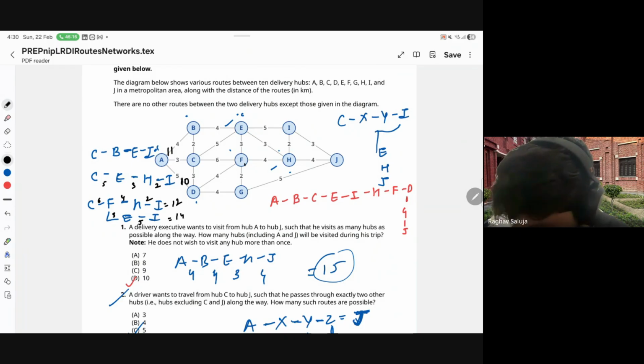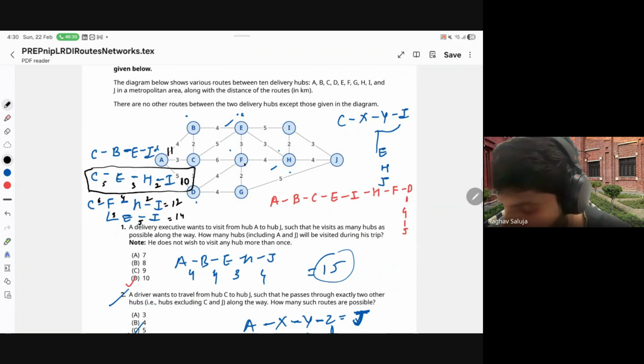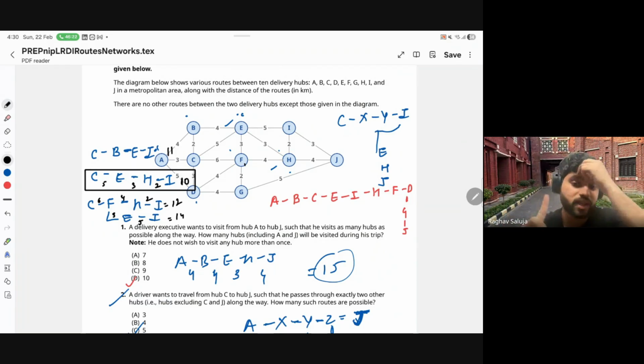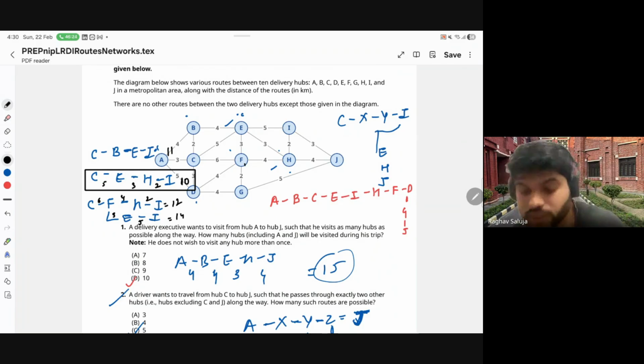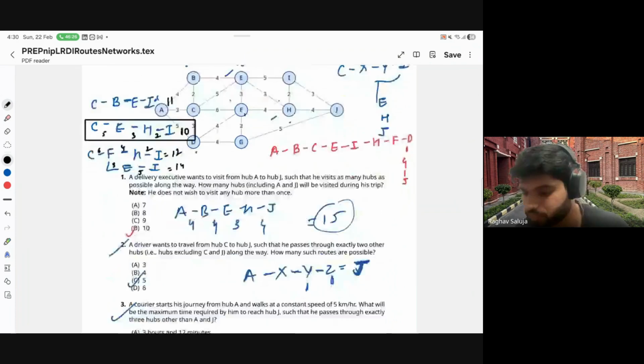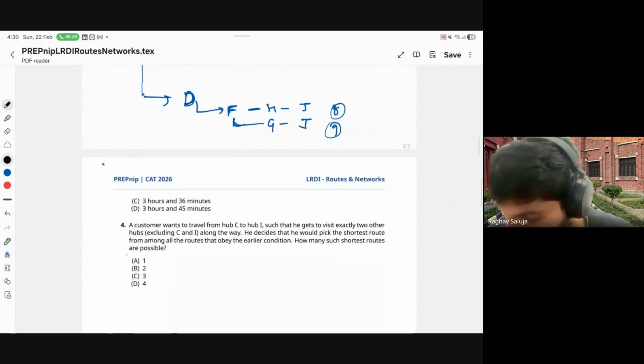This gives you 14. So what is the shortest one? This 10 one. And how many paths have that 10? Only one, because it's 11, 10, 11, 12, 14. So your answer comes out to be 1.